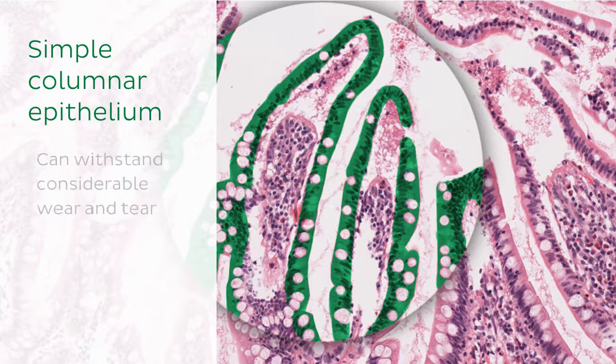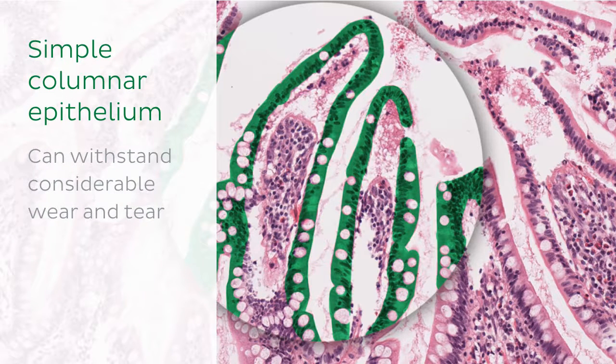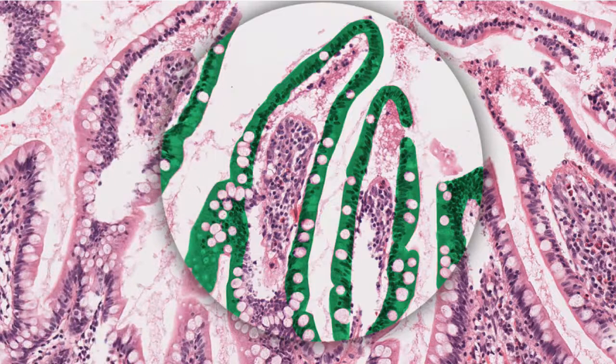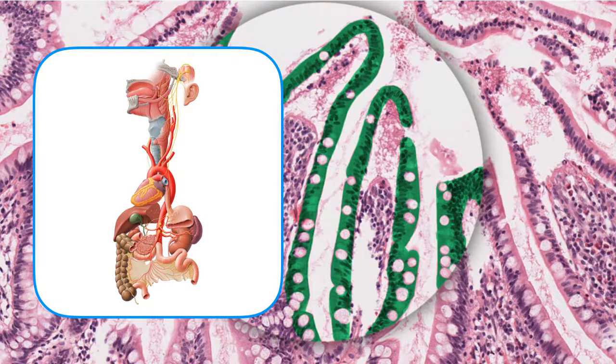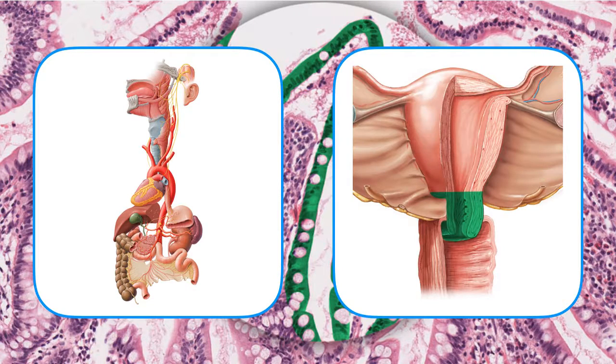Simple columnar cells can withstand considerable wear and tear. As such, they're found lining the digestive tract and the cervix. If you think about the activity that goes on in the digestive tract and even in the cervix with sexual intercourse and childbirth, you can understand why it's important that both these organs are lined with an epithelial tissue that can withstand wear and tear.